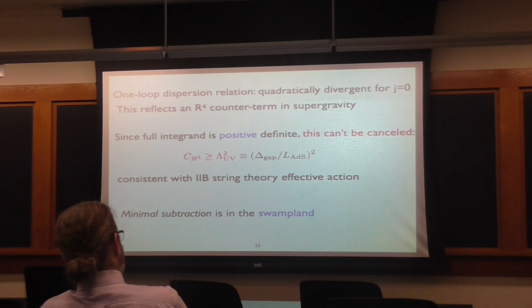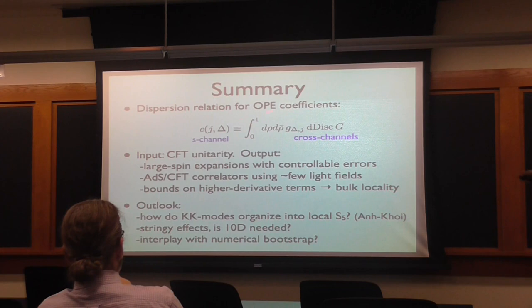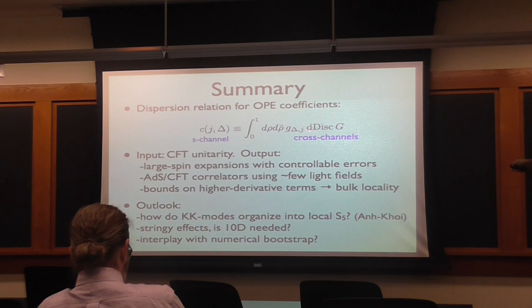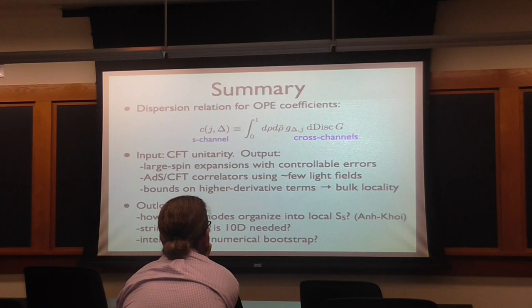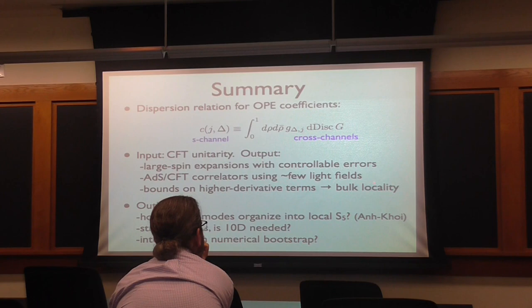So, in summary, we take the dispersion relation for all the coefficients. We get the data from integrating against this absorptive part. The input was basically that we're looking at a CFT that's unitary. You can apply this in any theory, but when you apply it to theories with an AdS CFT dual, you find that the right-hand side is computable by essentially a finite sum. You have various bounds on higher-order corrections, and then you can calculate the bulk.